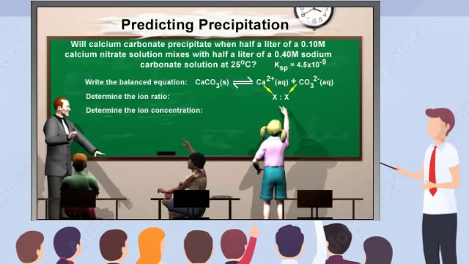You are mixing two solutions, each with a volume of half a liter. Therefore, the volume is doubled, because half a liter plus half a liter equals 1 liter. Since concentration is amount per volume, doubling the volume reduces the ion concentrations by 1/2.